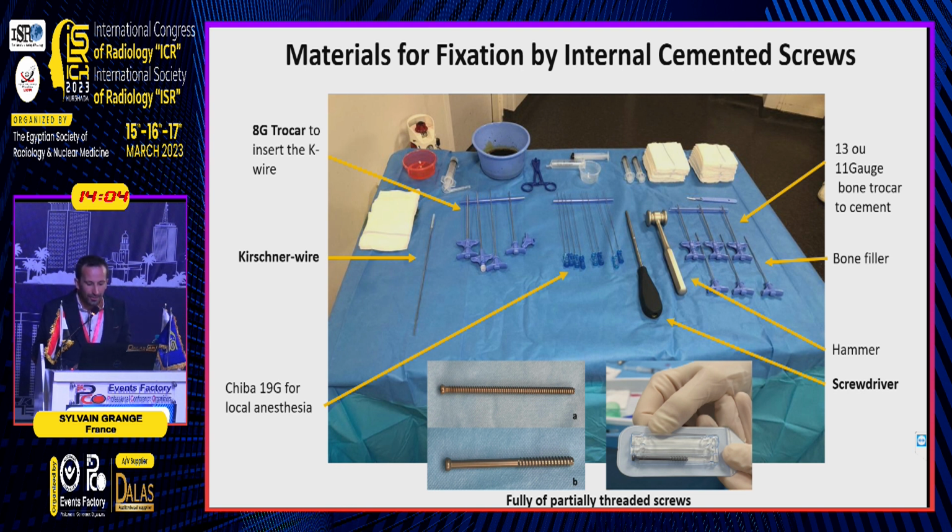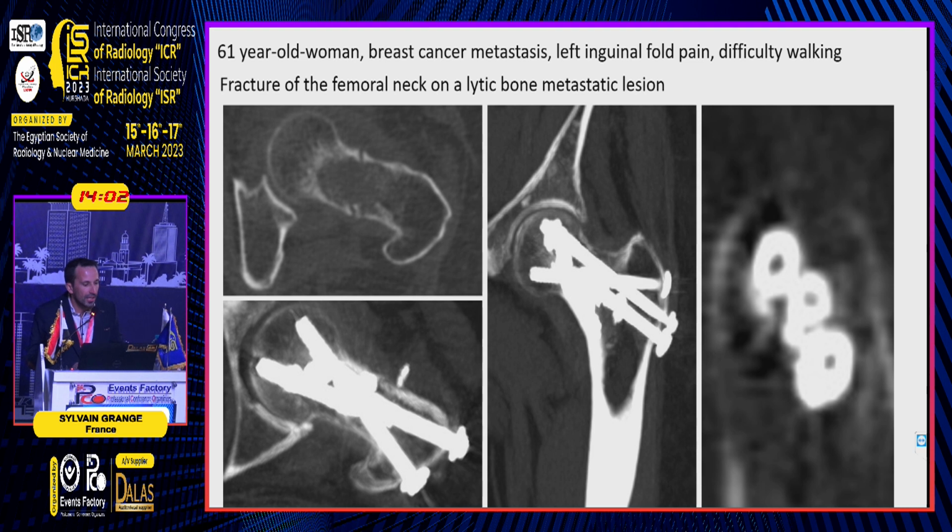It's not very complicated. Here is the first case of a 60-year-old woman with breast cancer metastases with left inguinal pain and difficulty walking. You can see here a fracture of the femoral neck on a lytic bone metastatic lesion. We inserted 3 screws throughout the femoral neck and head, and afterwards we injected cement in the fracture, in the lesion, and throughout the screws.